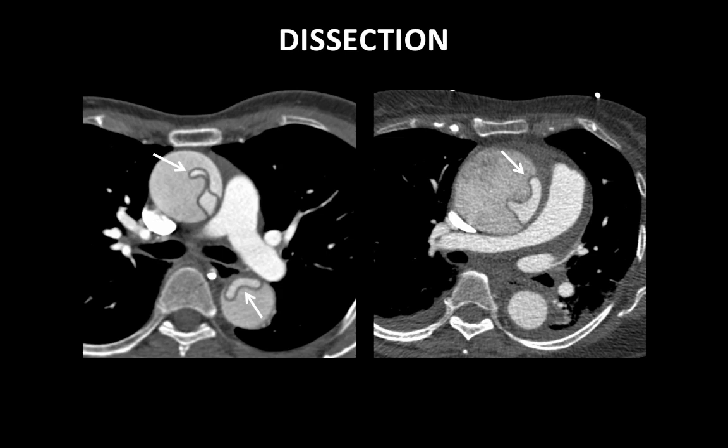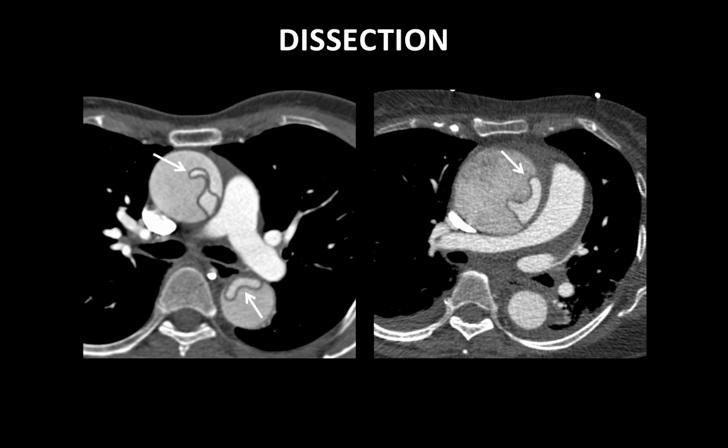Now finally, the third acute aortic syndrome that we are evaluating for is the aortic dissection. In these two images, we have two examples of an acute aortic dissection involving the ascending aorta. And you'll notice that we have a discrete intimal flap separating the true and false lumens of the aortic dissection.